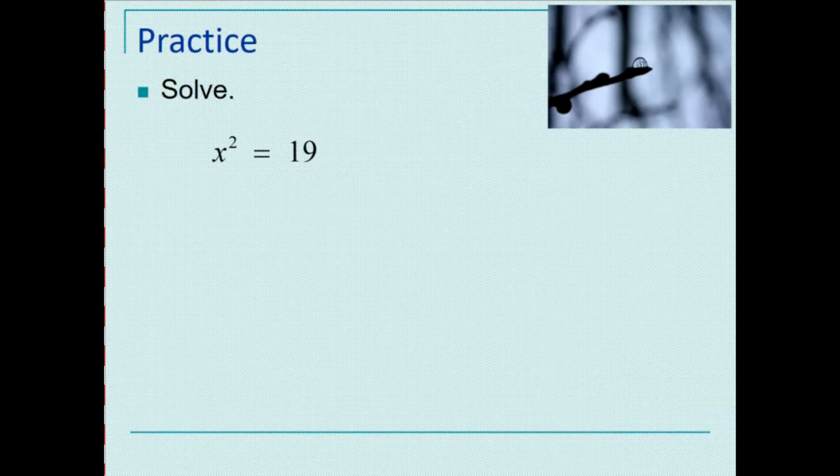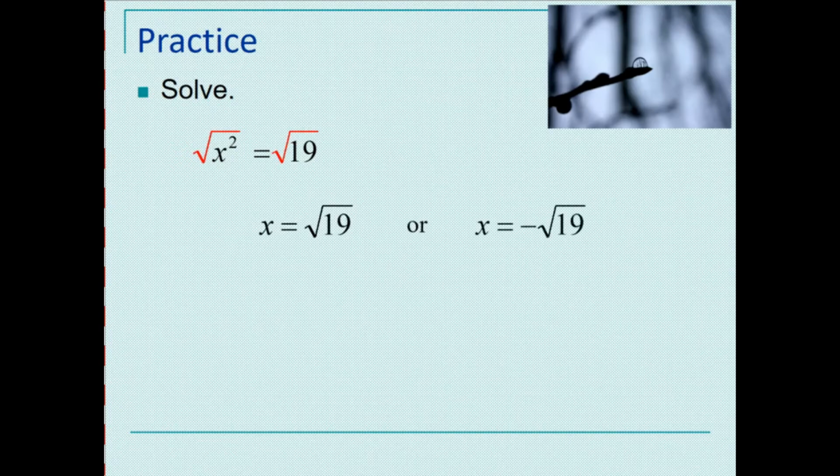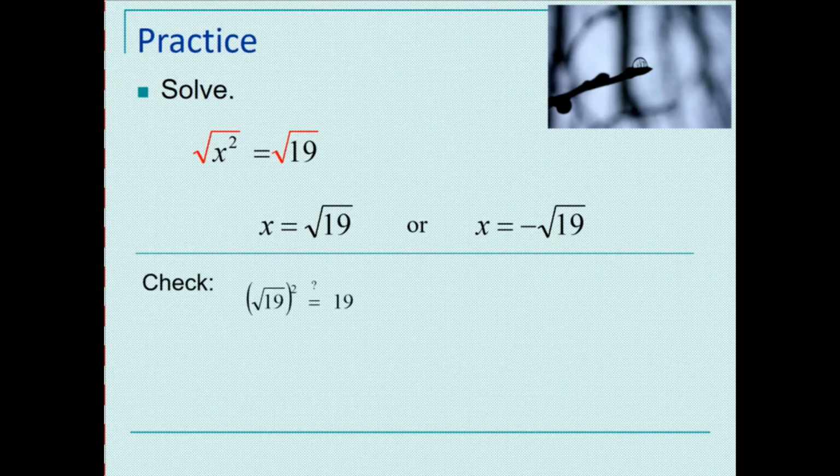Here we have a quadratic equation. To solve this, we will use the principle of square roots, taking the square root of each side, which resolves into x equal to the square root of 19, or x is equal to the opposite square root of 19. To check this then, we will replace x with the first solution, square root of 19.